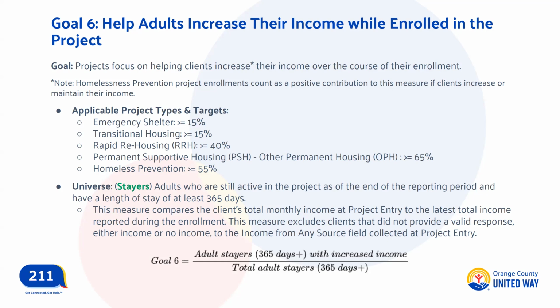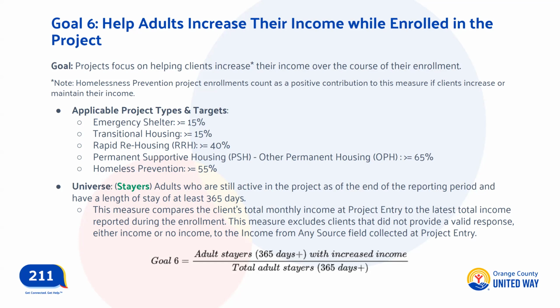And the universe for this goal is adults who are still active in the project as of the end of the reporting period and have a length of stay of at least 365 days. This measure compares the client's total monthly income at project entry to the latest total income reported during the enrollment. This measure excludes clients that did not provide a valid response, either income or no income, to the income from any source field collected at project entry.